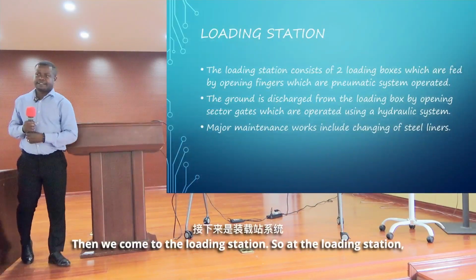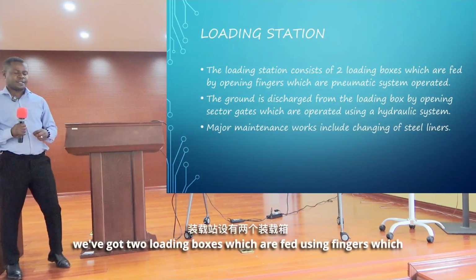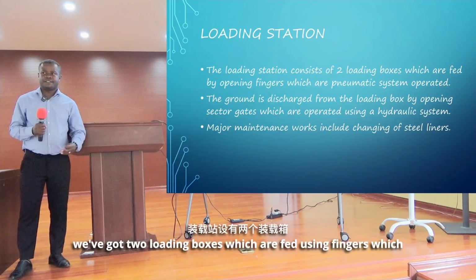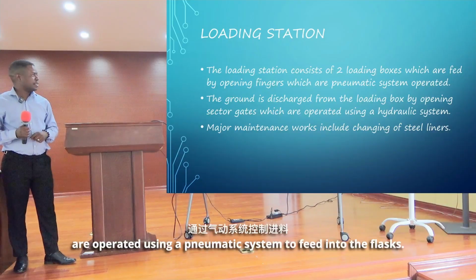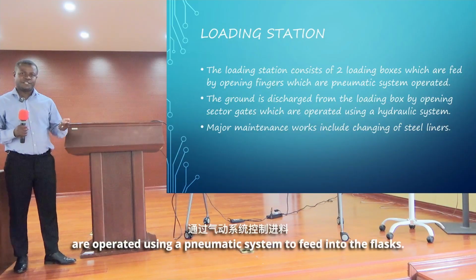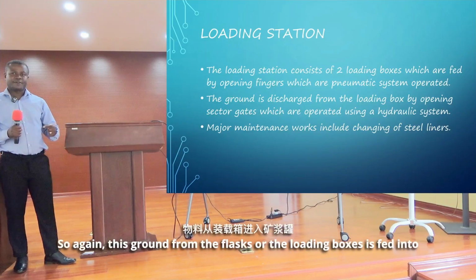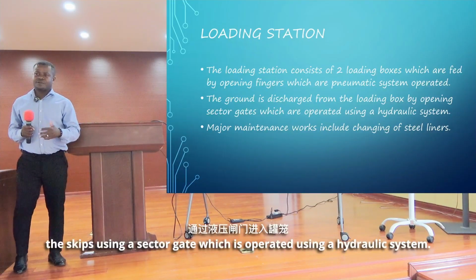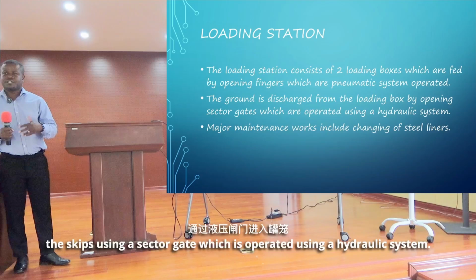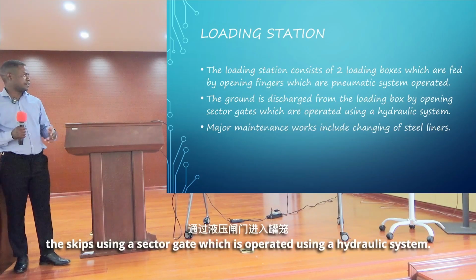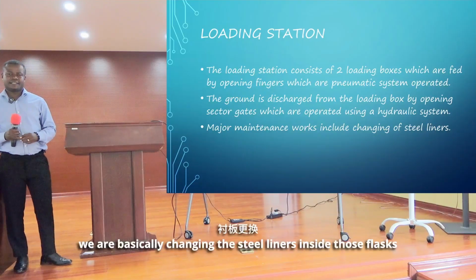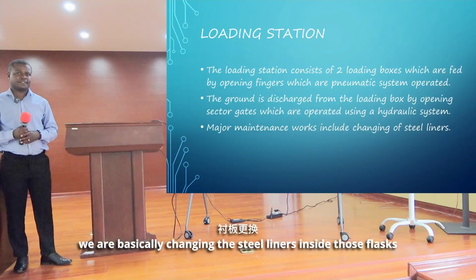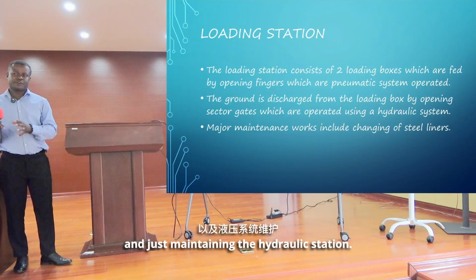Then we come to the loading station. At the loading station, we've got 2 loading boxes, which are fed using fingers, which are operated using a pneumatic system to feed into the flasks. Again, the ground from the flasks or the loading boxes is fed into the skips using a sector gate, which is operated using a hydraulic system. On the major works that we do there, we are basically changing the steel liners inside those flasks and just maintaining the hydraulic station.